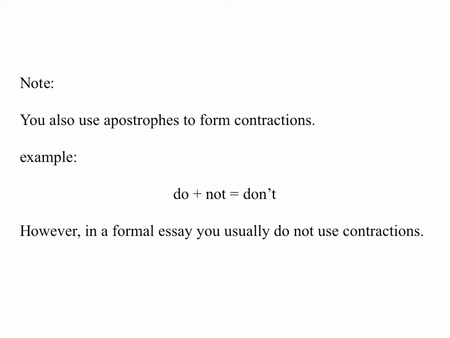Here is the other rule for apostrophes that does not involve possession. You use apostrophes to form contractions. The example that I have here is do plus not equals don't, and you have an apostrophe between the N and the T. But I think the really important thing to remember is that we don't use contractions in formal writing. So if we're talking about an academic essay, you really should not be using contractions. If we're talking about something other than an academic essay, then you probably can use contractions, and I'm thinking about maybe like a magazine article.